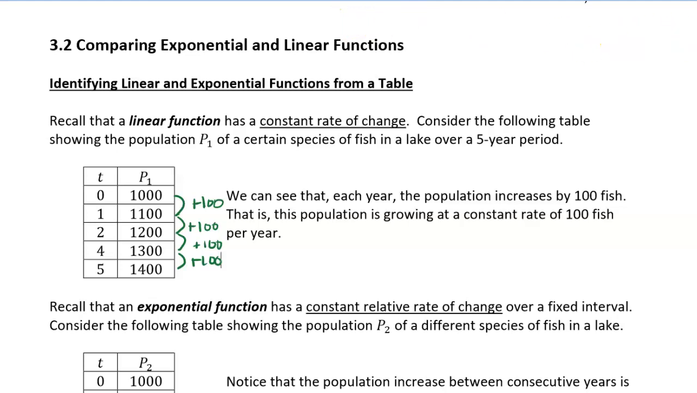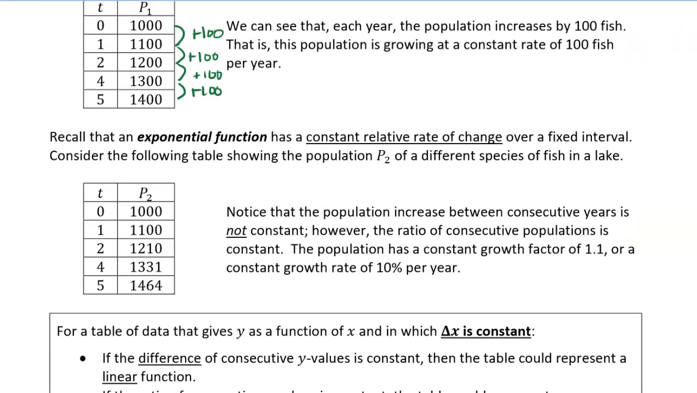Now, in this next table, we have a population of fish that's growing exponentially. With exponential growth, you have a constant relative rate of change. If you look at the increase in fish every year, you can see that it's not constant, right? The average rate of change over an interval is not constant. Here it's going up by 100, here it went up by 110, and so on. But if you take the ratio of consecutive values, you're always going to get a growth factor of 1.1, right?